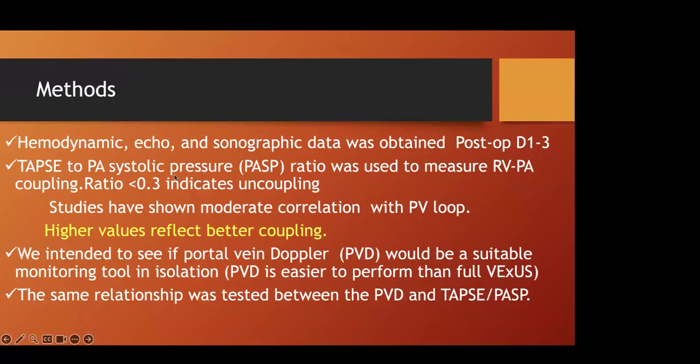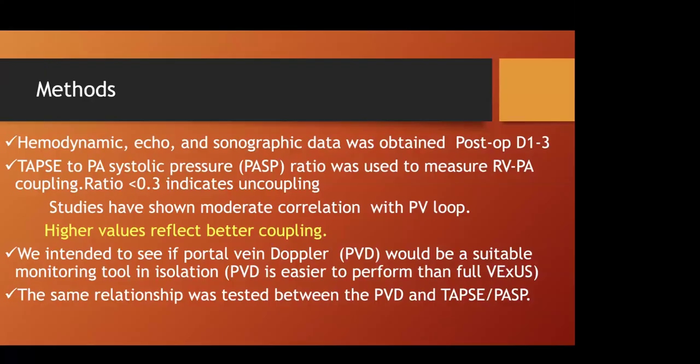So we calculated the TAPSE to PA systolic pressure ratio, where a value less than 0.3 indicates uncoupling. Several studies in the past, mostly in adults, have shown there is a good correlation with the studies from PV loop. Higher values reflect better coupling. So our intention was to see whether a VExUS score more than 2 or 3 is associated with a low TAPSE to PA ratio. And additionally, as I said, portal vein Doppler is easy to do, so can we use it singly as a single component to assess the coupling ratio.